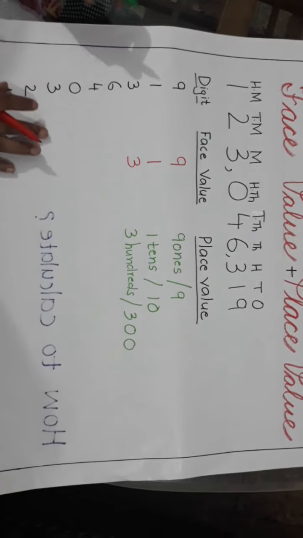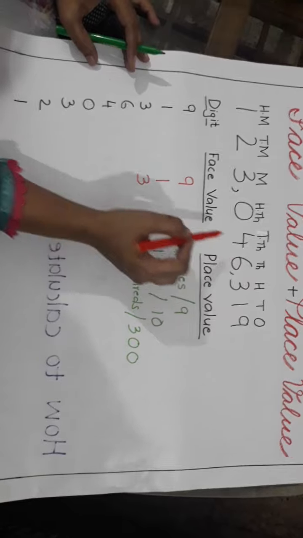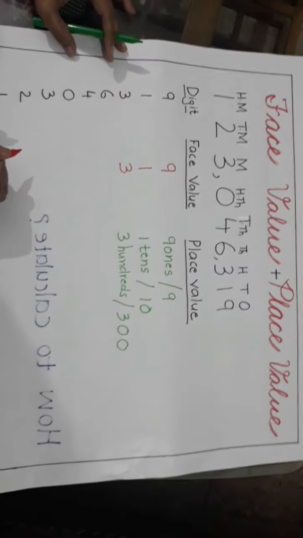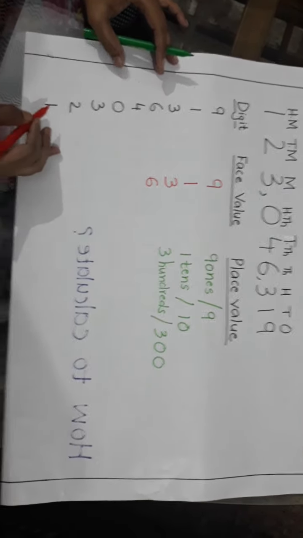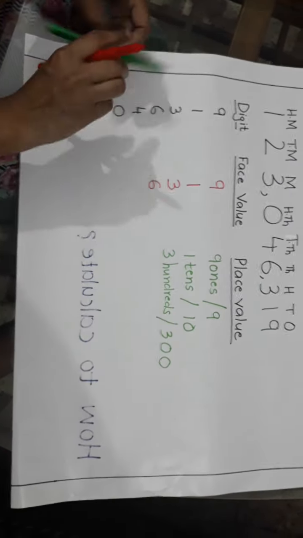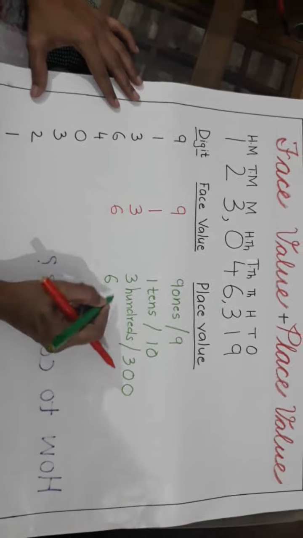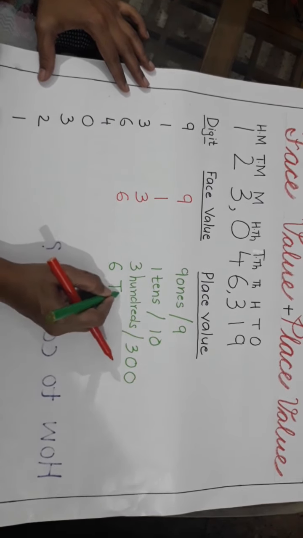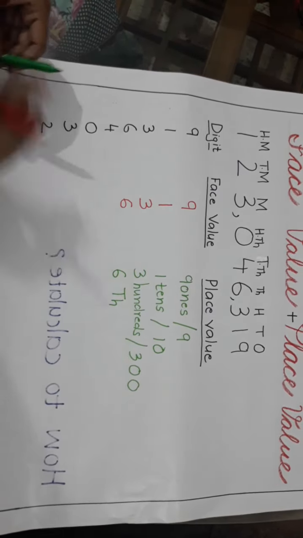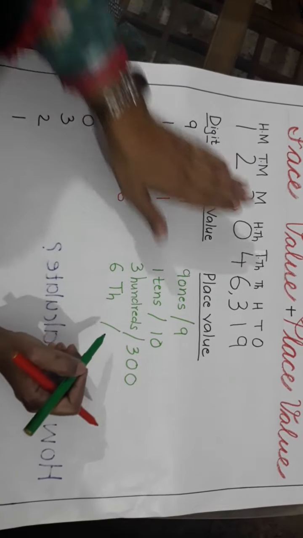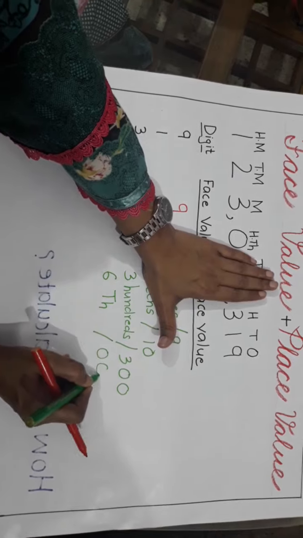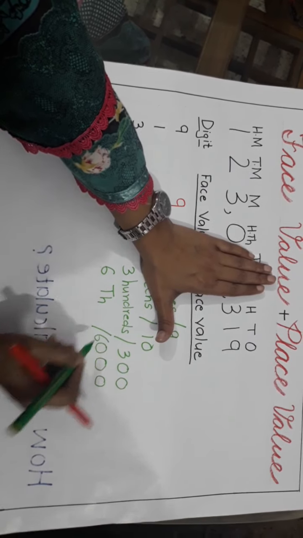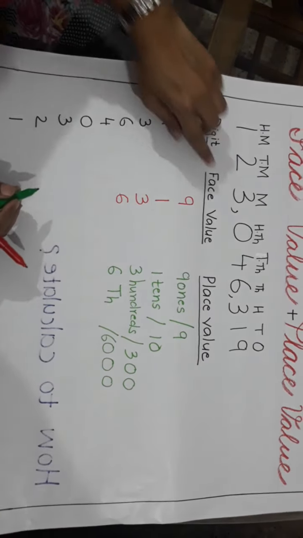2 zeros. The same way, look at the digit 6. Where is it sitting? Thousands place. But what is the face value? The digit itself. And what is the place value? It is 6,000. Children, now I will write the short form. Very easy, as I have told: cover 6. How many zeros should I put? 3 zeros. So, it is 6,000.